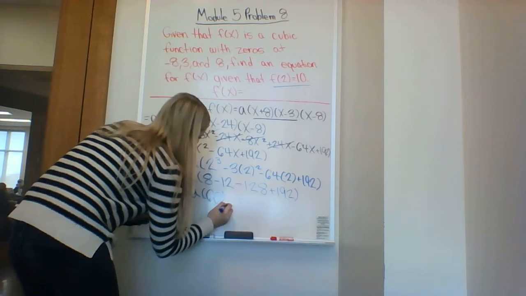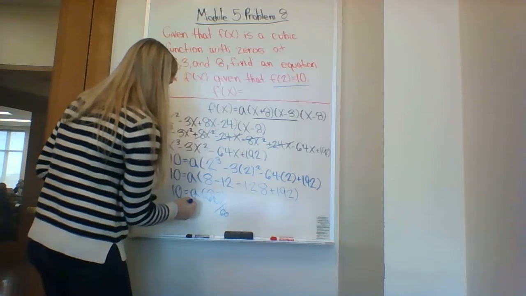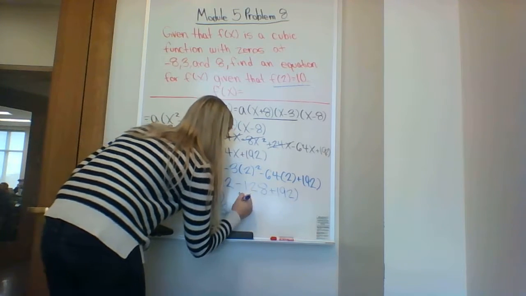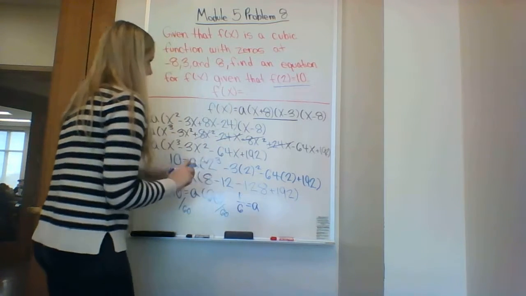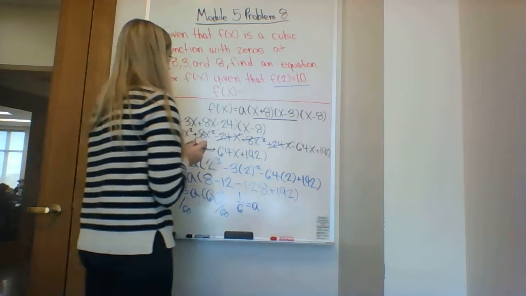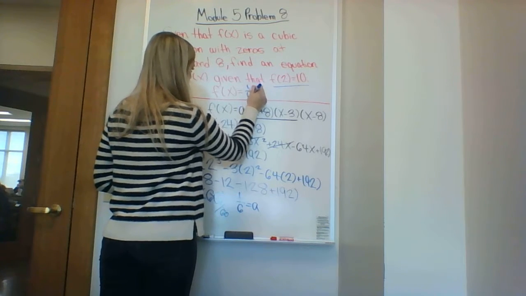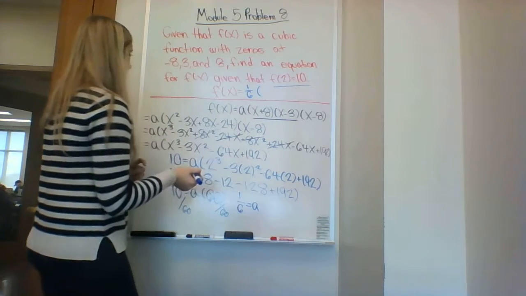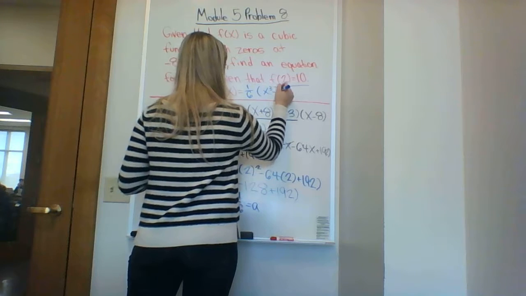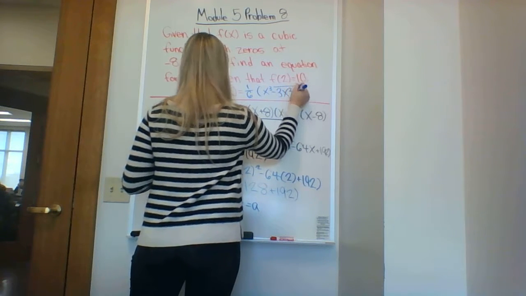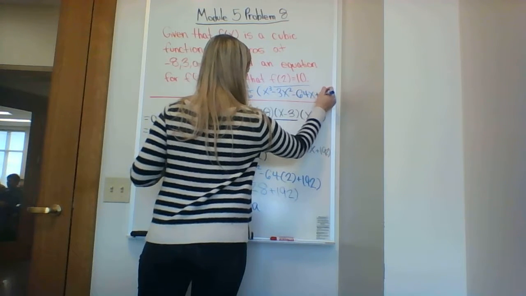Go ahead and divide by 60 to get a alone. And we get 10 divided by 60 is 1/6 equals our a. Now we have our a value, so we can go ahead and write it within our answer here. We're going to say f of x equals 1/6, and then we're going to use the rest of our standard form, which was x cubed minus 3x squared minus 64x plus 192.